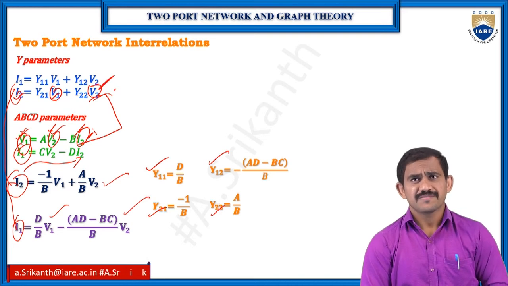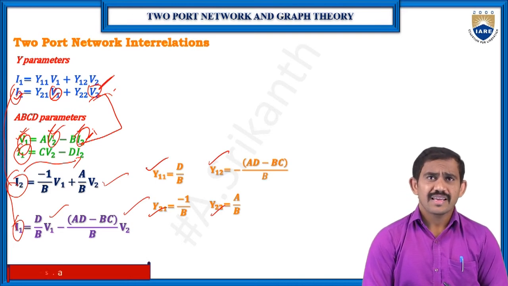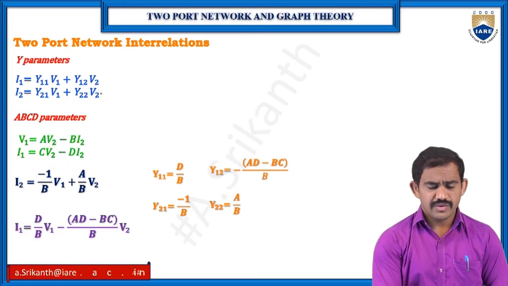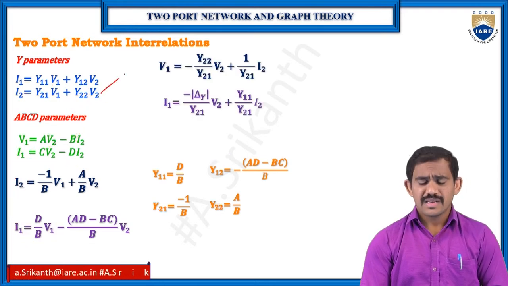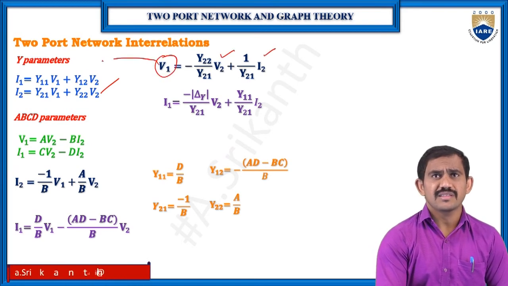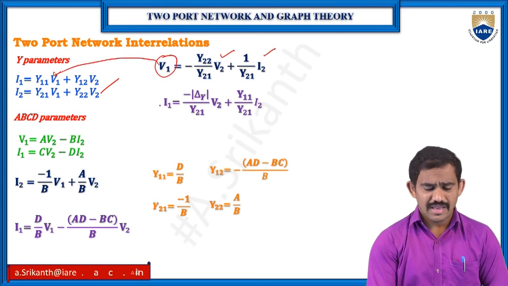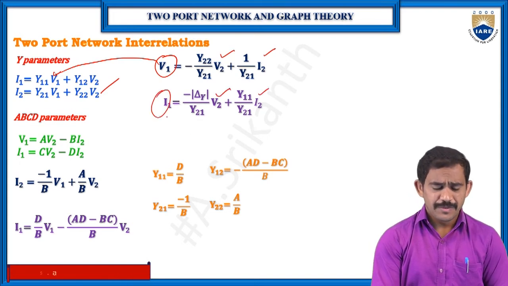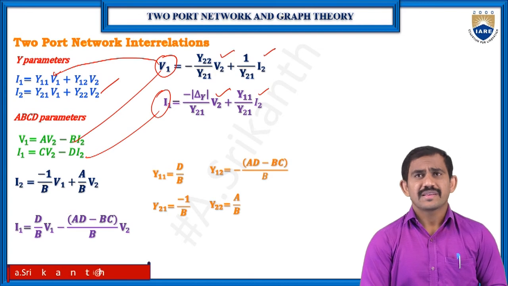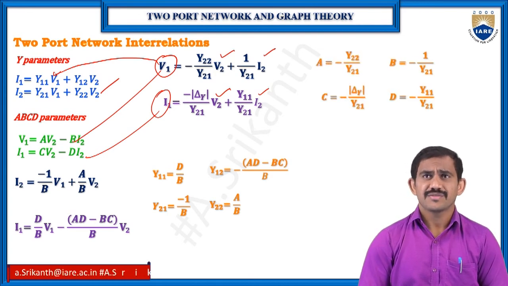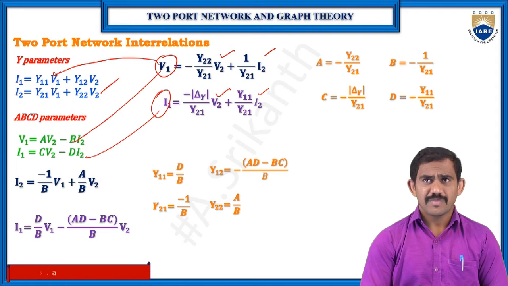From this equation, we have a V1 value, so the V1 value in the form of V2 and I2. Just substitute this V1 value in this equation. Then we have the I1 value in the form of again V2 and I2. Then compare with your ABCD parameters. Then we have the A value, B value, C value, D value. Just compare it clearly.